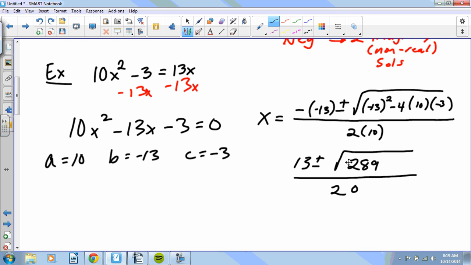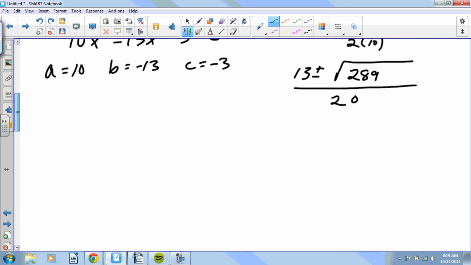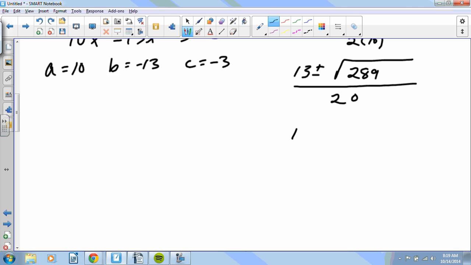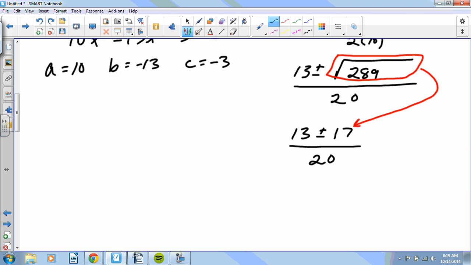Okay, well, if I go and take care of this 289, let's check to see if it's a perfect square first, which it is. That's beautiful because that makes life nicer for us. So I have 13 plus or minus 17, because that's what 289 becomes. So this guy right here became 17, and that's all over 20.